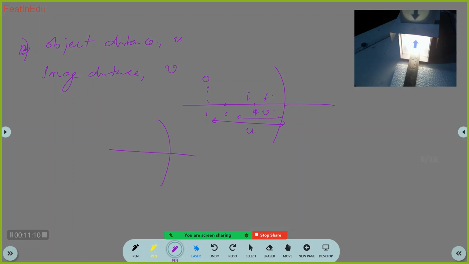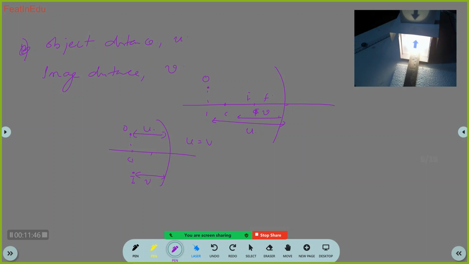Now if I keep, see here, now instead of keeping the object here, if I keep the object on the center of curvature, that is the object distance is this, then I will get the image also exactly under this. So the image distance is V, the object distance is U. In this case, U will be equal to V, if I keep the object at the center of curvature. Got it?